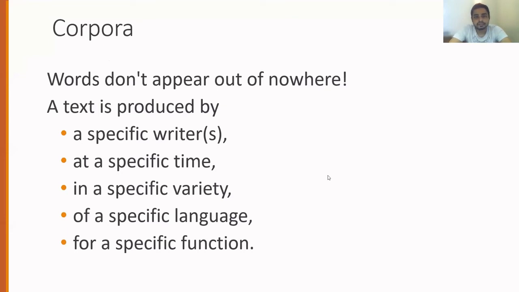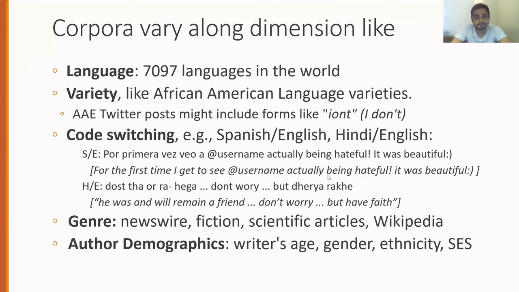So where did these corpora come from? These characteristics of a text influence properties of the text. So is the text produced by specific writers at a specific time, in a specific variety, in a specific language, for a specific function? For example, what language is a text in? As we'll see when we get to talking about tokenization, what counts as a word can be different in different languages.